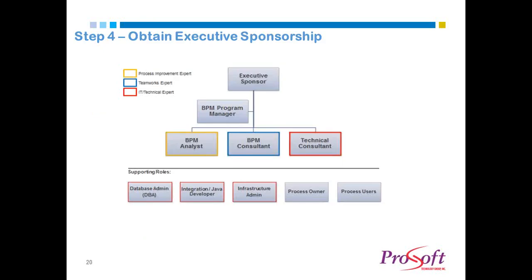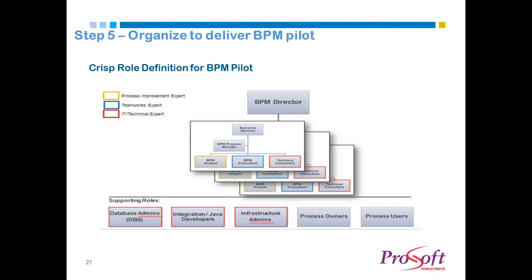But once you have the executive sponsorship, you then organize to deliver that BPM pilot based on the roles that we just spoke of. You will need an analyst, you will need a process developer, you will need technical architecture, you will need a lot of supporting roles as well in terms of database admins, integration developers. On the business side, you have to have identified a process owner that will ensure that every bit of functionality is evaluated against the goals, and so on and so forth, as well as your process users.